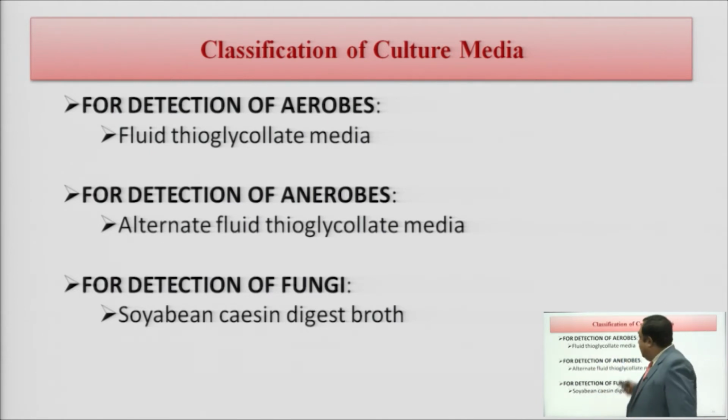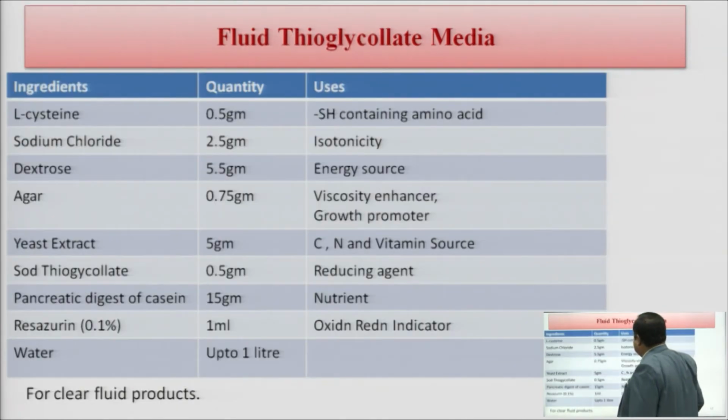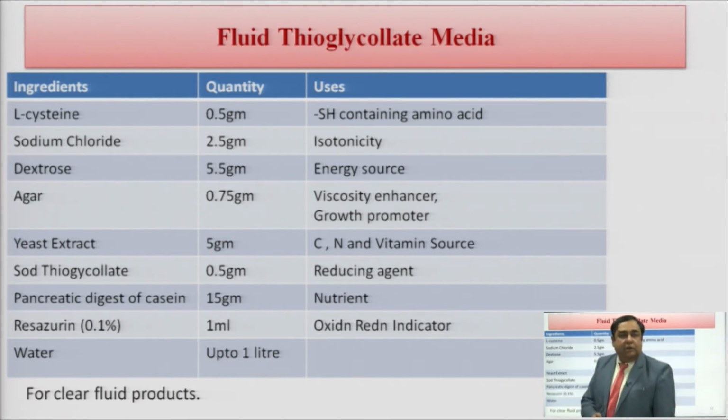Now, let us study the composition of the fluid thioglycolate media. It contains L-cysteine, mainly a sulfhydryl-containing amino acid, sodium chloride to maintain tonicity, dextrose as an energy source, agar as a solidifying agent, yeast extract as a source of carbon, nitrogen and vitamins, sodium thioglycolate 0.5 gram as a reducing agent, pancreatic digest of casein as nutrient, 0.1% resazurin dye mainly as an oxidation-reduction indicator, and water, which is mainly used for clear fluid products.